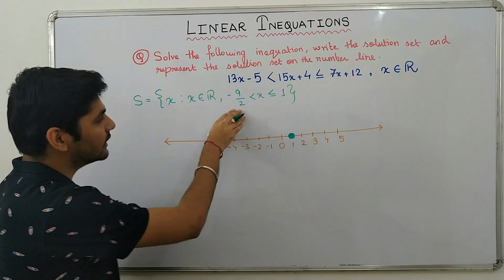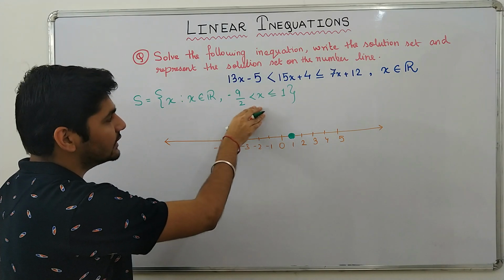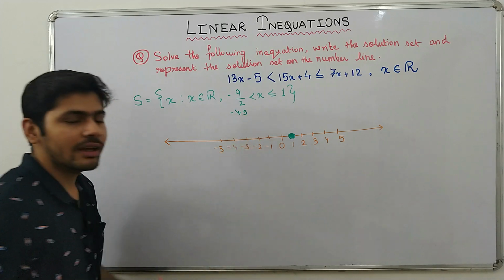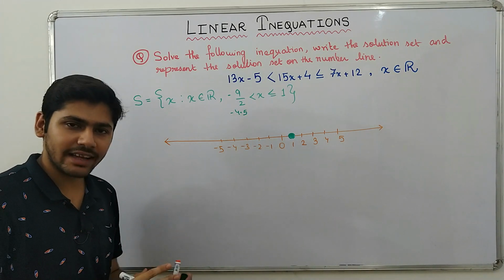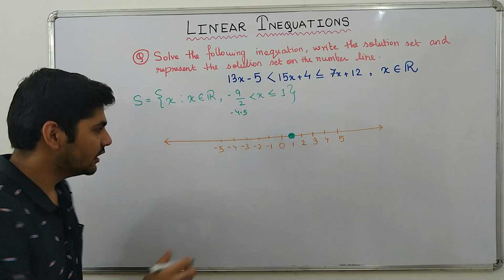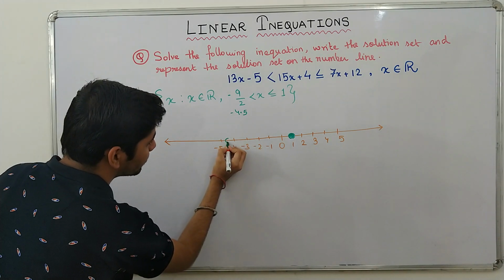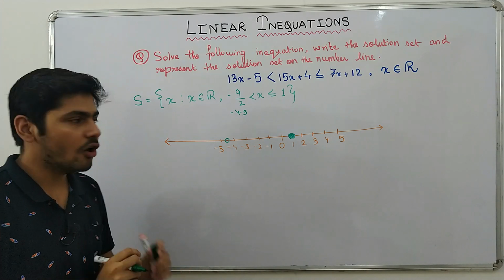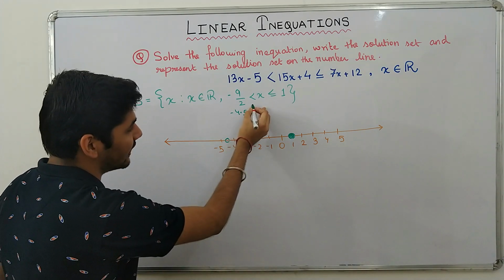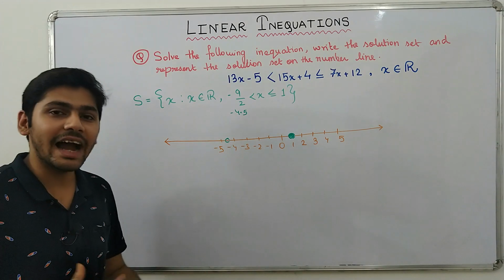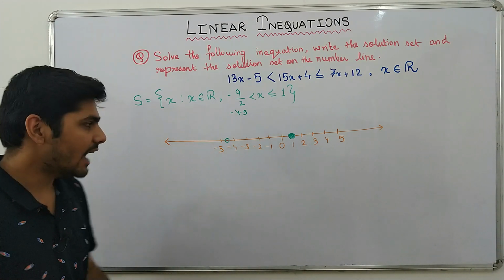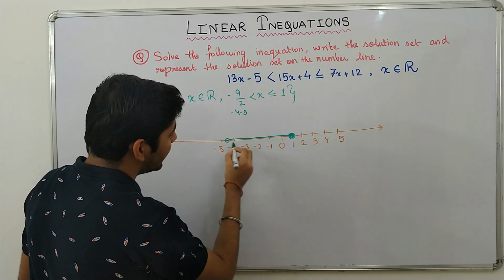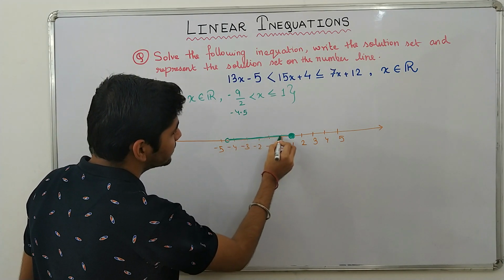Now let's check out this part that minus 9 by 2 is less than x. Minus 9 by 2 is minus 4.5. So the minimum possible value of x is minus 4.5. So it will lie somewhere over here. But over here there is no equality sign. Over here we just have less than. So over here we will not highlight the circle. And finally we will just highlight the entire number line in between both the circles.